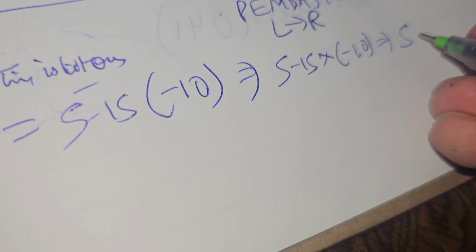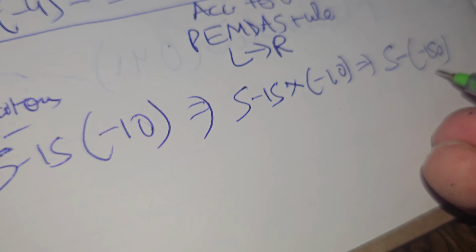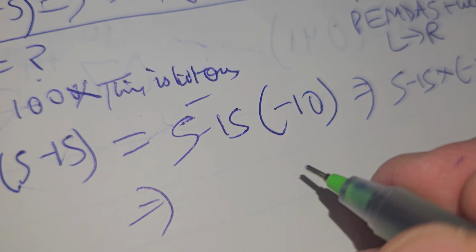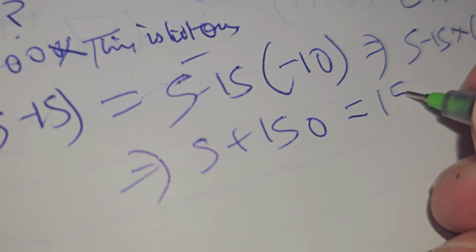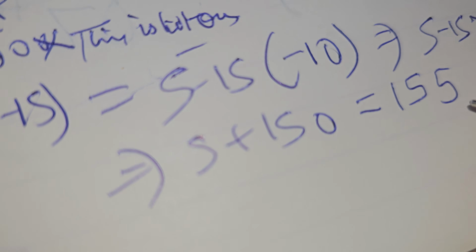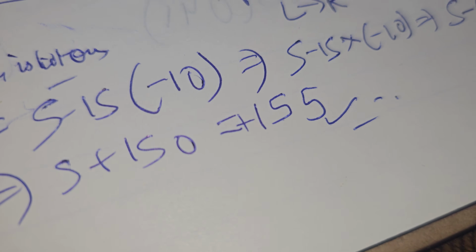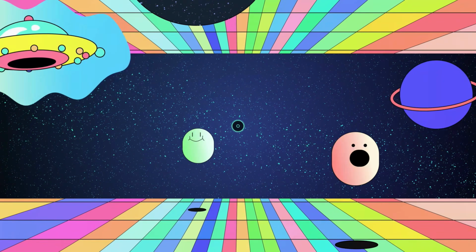This will give us 5 minus 150, and after that we will solve it like this: 5 minus 5 plus 150, and the answer you will get will be 155, positive 155. This is the right answer. This is how you solve it.